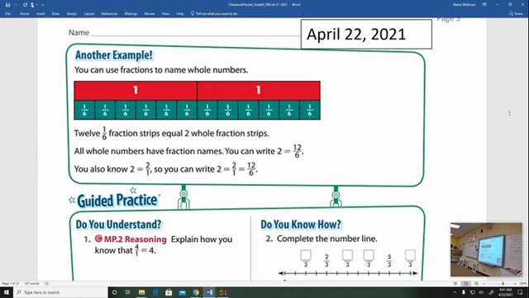Allie, what are you doing on the ground? I'm getting my pencil. Okay, grab it quick.